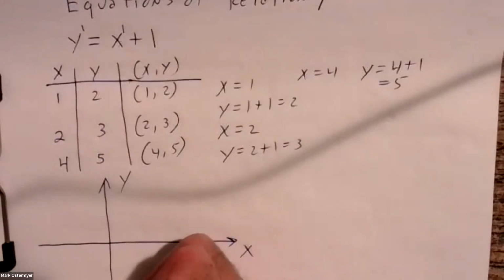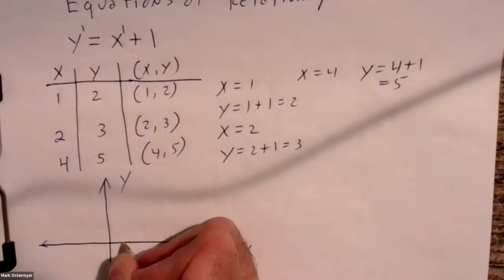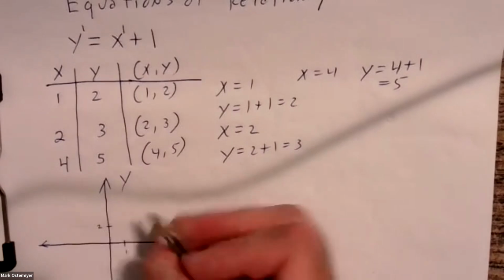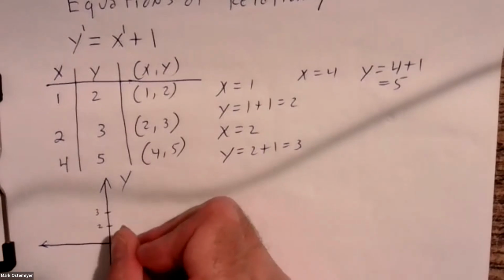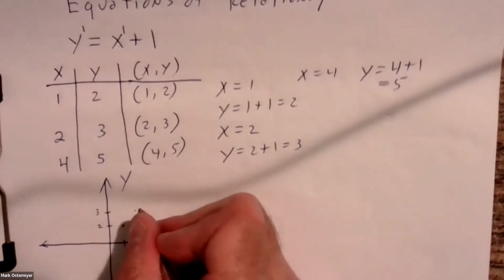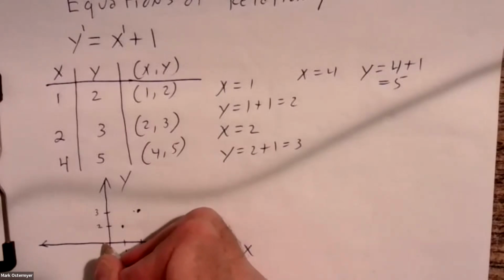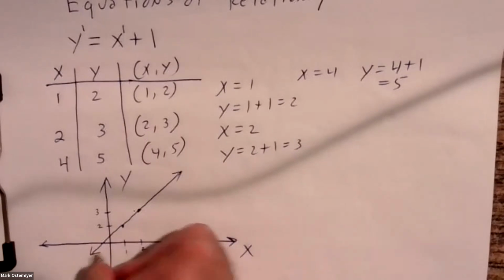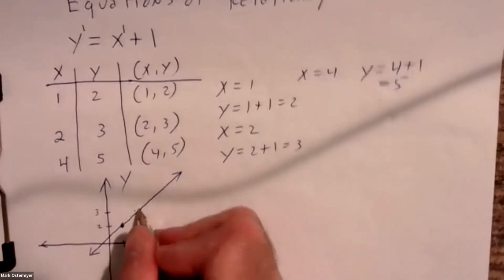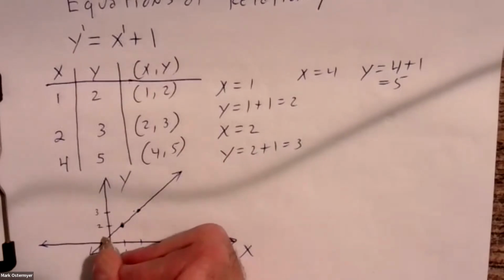Okay. So if I was to graph this equation by plotting these points here, 1, 2, 2, 3, we're going to discover that we would have a line that looks like this for the graph. Okay, so that would be the graph of this equation y equals x plus 1 here.